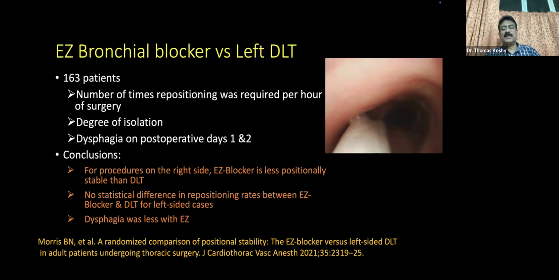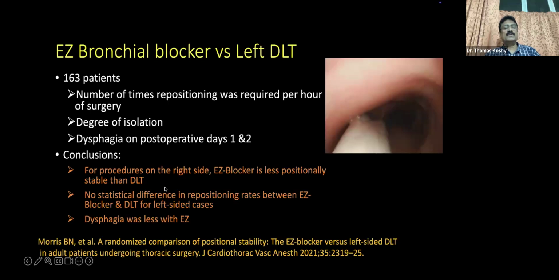This came in the Journal of Cardiovascular Anesthesia in 2021. They studied blocker versus the left-sided double lumen tube in 163 patients. The number of times repositioning was required per hour of surgery, degree of isolation, and postoperative complications like dysphagia were compared between the double lumen tube and EC blocker.